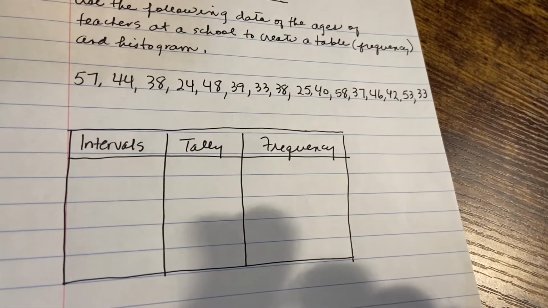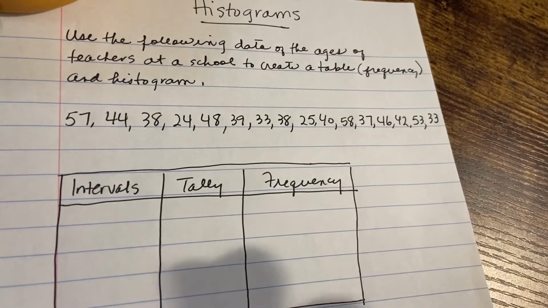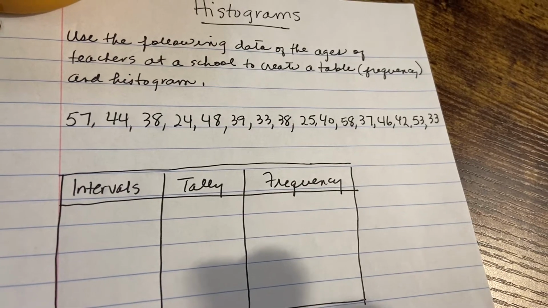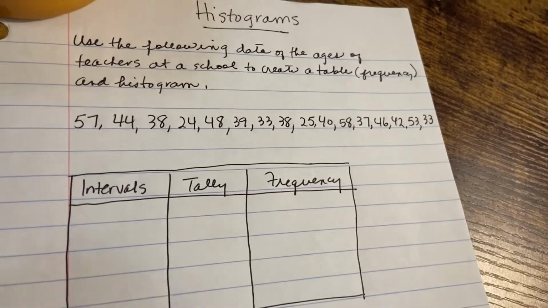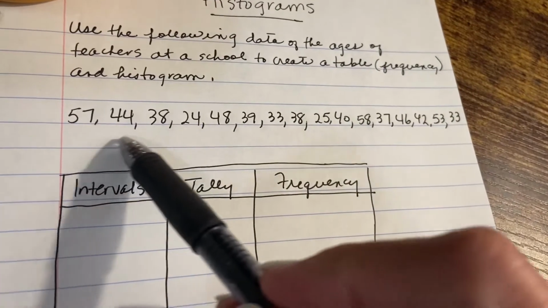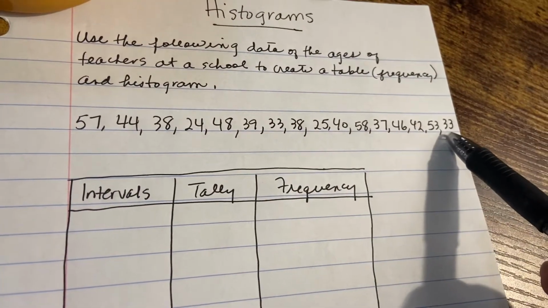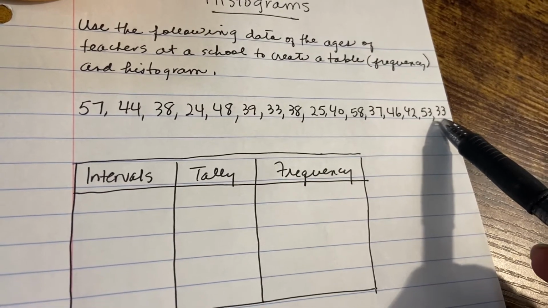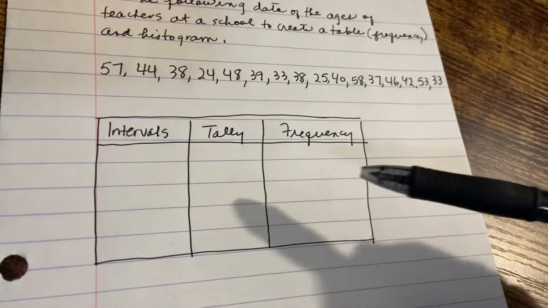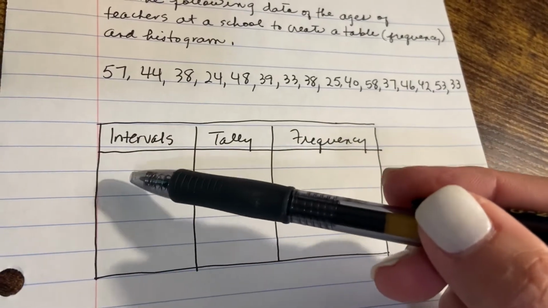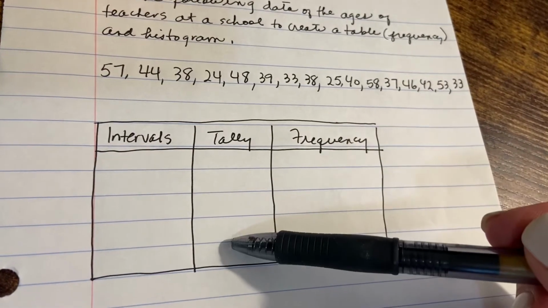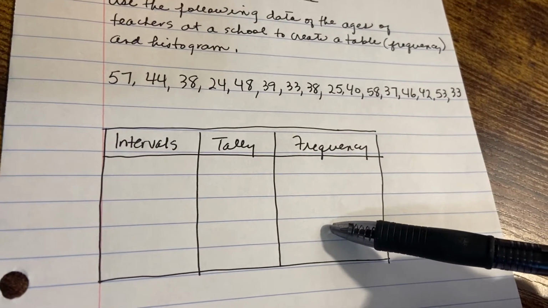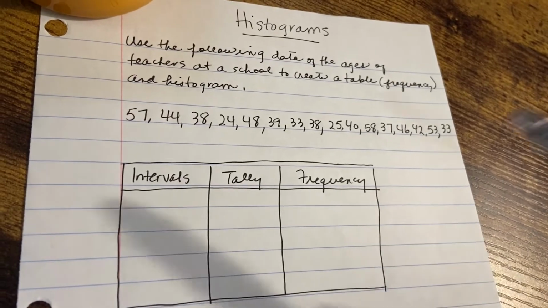each other. So our problem today is: use the following data of the ages of teachers at a school to create a frequency table and histogram. So you can see all of our ages listed here of the teachers. And since we group the data into classes, I've already made a table here so we can create our classes and then tally them up and then count the tallies to get the frequency. Then we'll draw out the chart, or the histogram.